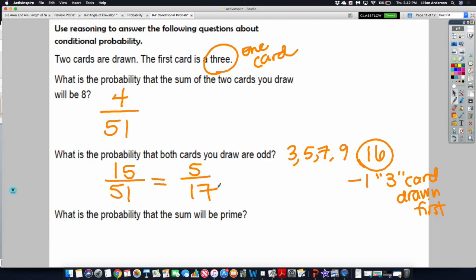What is the probability that the sum will be prime? We talked about this. Let's take a look at our prime numbers. Let's list those out just to make sure we're not missing any. We got 2, 3, 5, 7. I was wondering if one of y'all was going to say 9. It is 11.